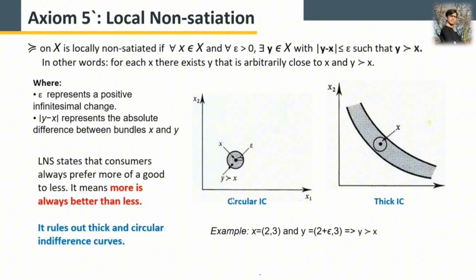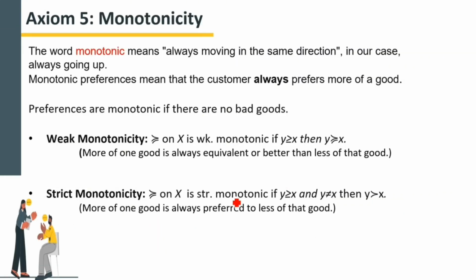So now, let's move to the next axiom, which is the axiom of monotonicity, or the fifth axiom. Let me first define what monotonic means. The word monotonic means always moving in the same direction. So in the case of preference relation, always going up. Monotonic preferences means that the consumer always prefers more of a good.